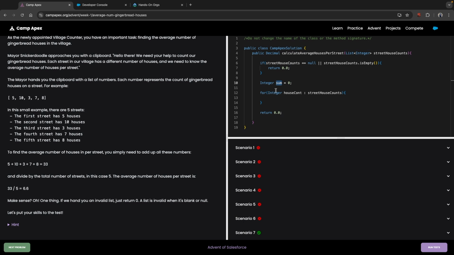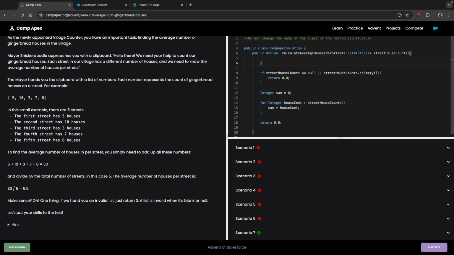What I want to do is the same thing I did in my notes. I'll take the sum and I'll set that equal to the house count. But that's not exactly going to work, right? Because if I come in here, let's just imagine that array again. 5, 10, 3, 7, 8. That's just going to replace my sum with whatever element I'm currently looking at. I want to keep a running total. So to do that, I'll need to take the sum and set it equal to itself plus the house count.